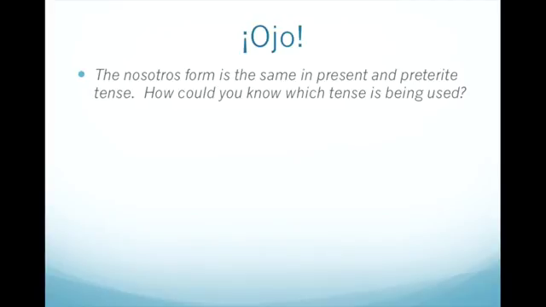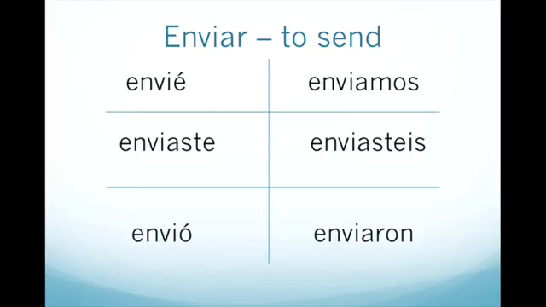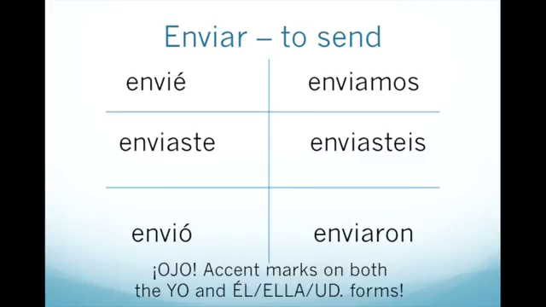So if we looked at, for example, the verb enviar, which means to send, a new verb, and we chopped off our ending, and our stem is envi, we just add our new endings: envié, enviaste, envió, enviamos, enviastes, and enviaron. I sent, you sent, he or she sent, we sent, you all sent, they or you all sent. Again, notice the accent marks on the yo form and the él/ella/usted form.